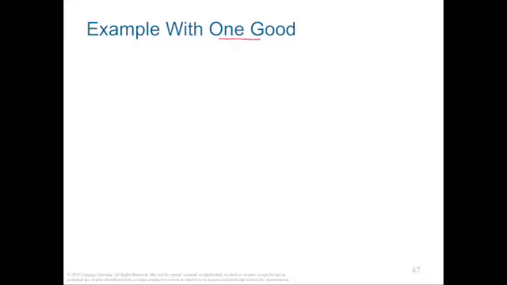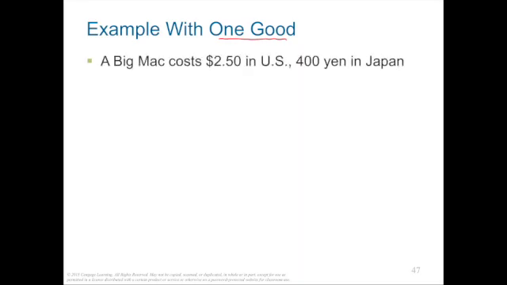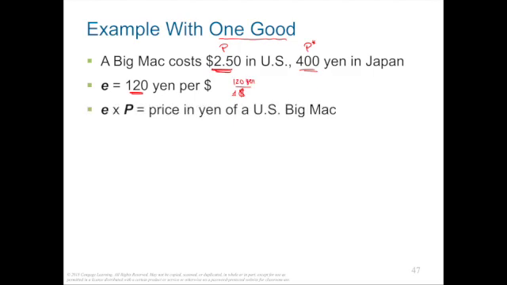Example with one good. So let's suppose that a Big Mac costs $2.5 in the US, and 400 yen in Japan. This one would be P star, and this one would be our P in our previous graph. So the nominal exchange rate is 120 yen per dollar. So for every dollar, we get 120 yen.